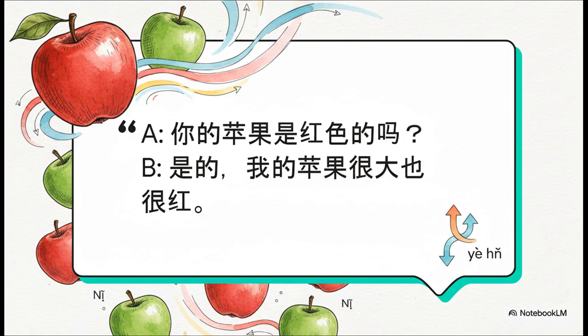你的苹果是红色的吗？ 是的，我的苹果很大，也很红。 Now, did you notice that? In 也很, we have two third tones in a row. When that happens, the first one actually changes and becomes a rising second tone. This is a critical rule called tone sandhi, and you have to get the hang of it.